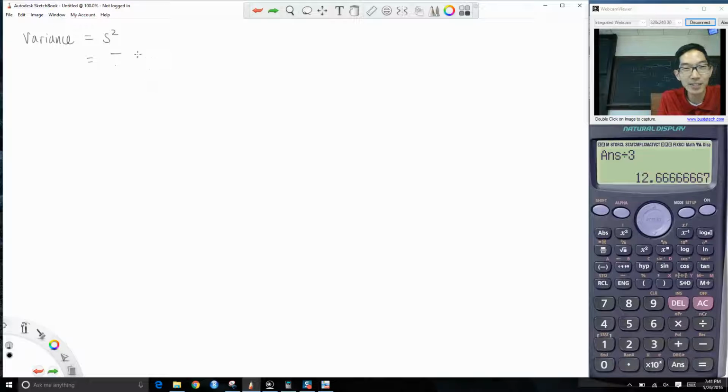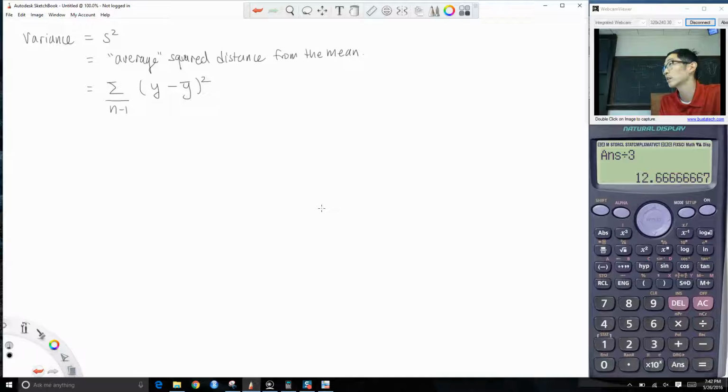Okay, so we can think of the variance as the, quote, average squared distance from the mean. And I have the average in quotes because we divided by n minus 1 rather than n. Okay? And variance overall is a measure of spread, right? So we're looking at how far the points are from the mean. We add them up and then divide by n minus 1. But what we're adding up is we're taking each point y and subtracting off the mean, and squaring it. Okay?